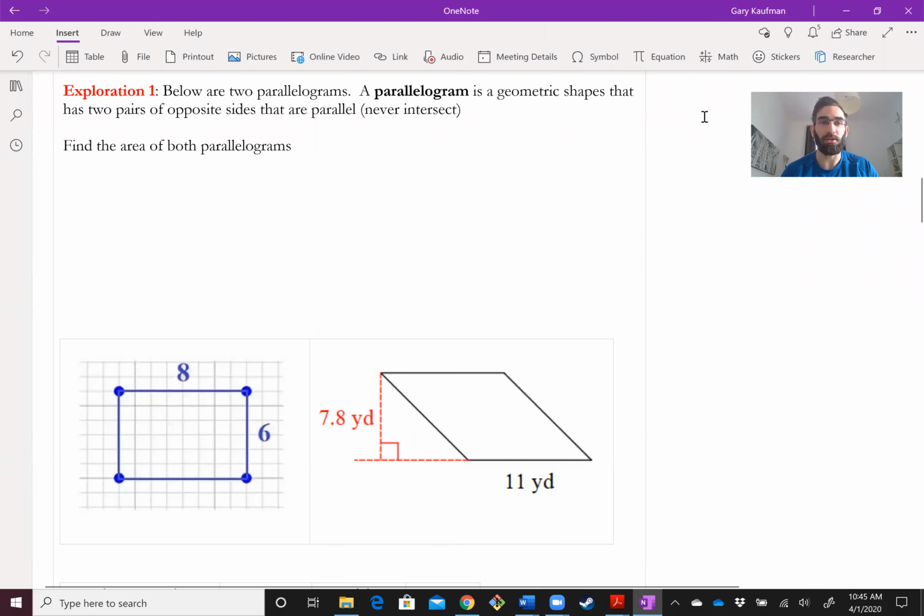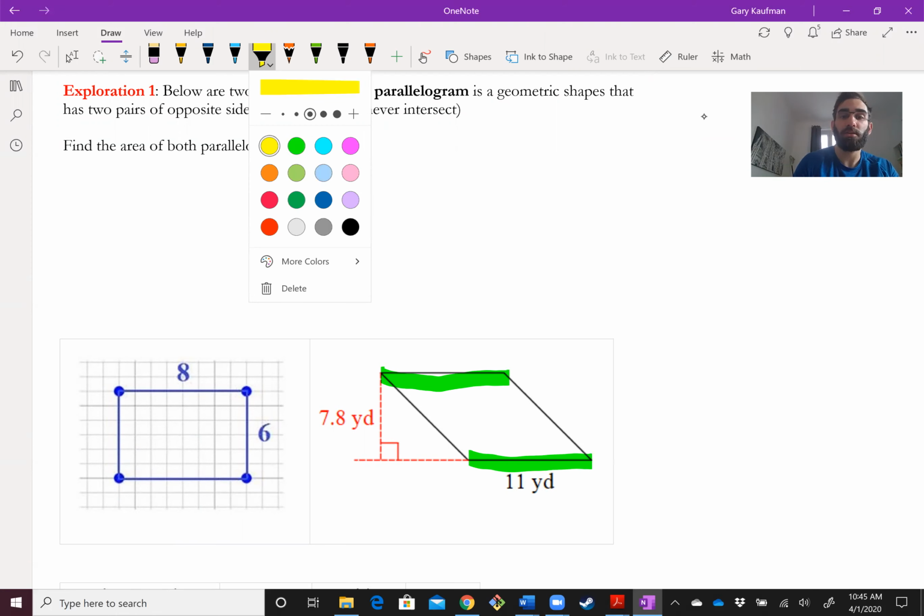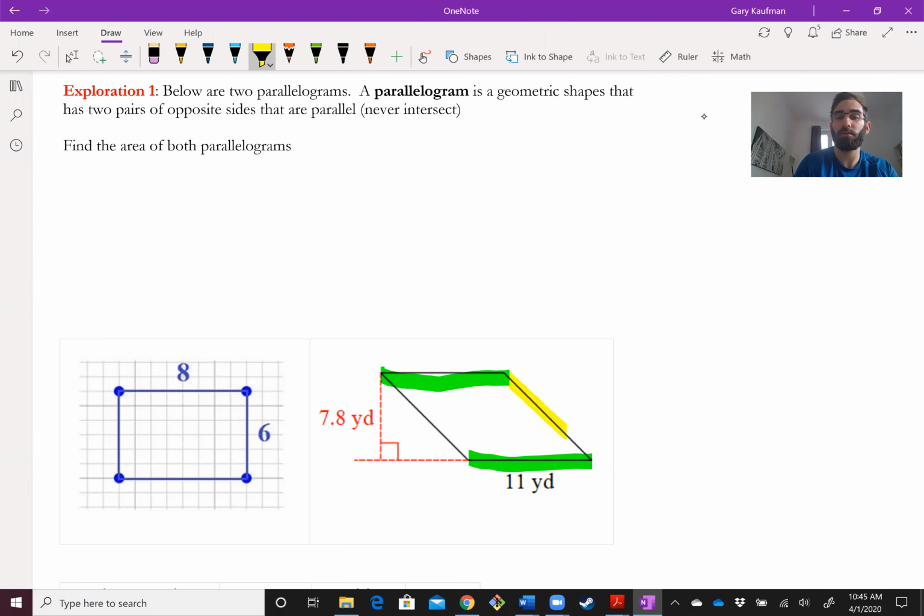So here's the first one. Below are 2 parallelograms. Now, a parallelogram is a geometric shape that has 2 pairs of opposite sides that are parallel. So for example, rectangles, squares, those are parallelograms. But also this shape on the right is also a parallelogram because the top sides are parallel to one another. And these sides are parallel to one another.